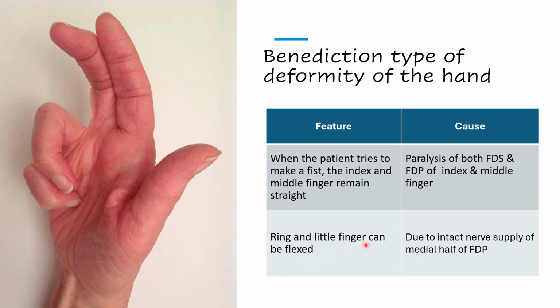The ring and the little finger can be flexed. Okay, so this is because there is intact nerve supply of the medial half of flexor digitorum profundus, which is supplied by the ulnar nerve.